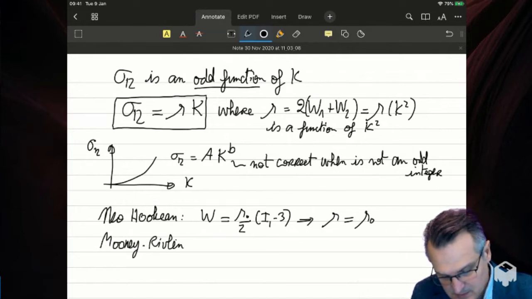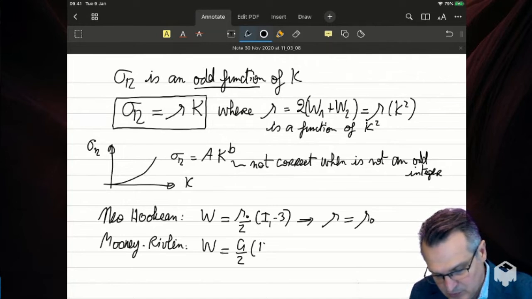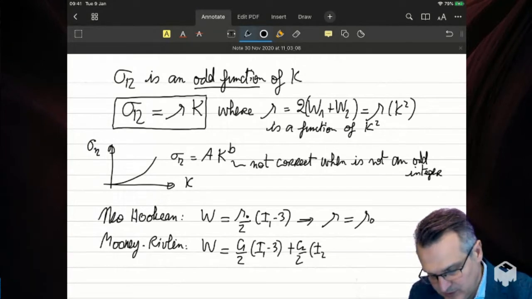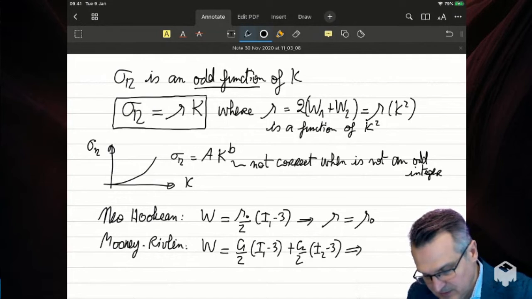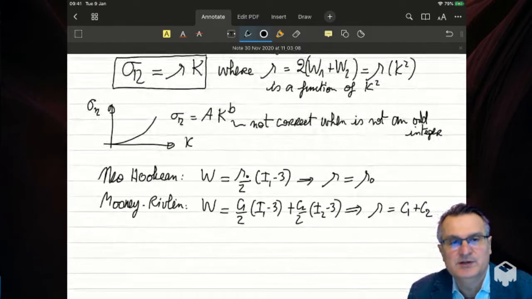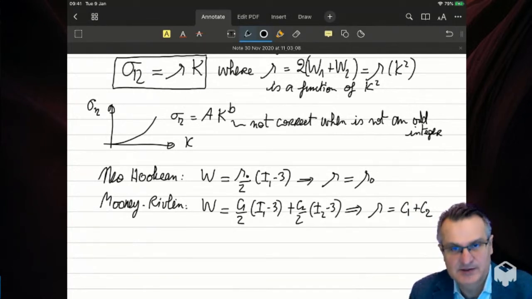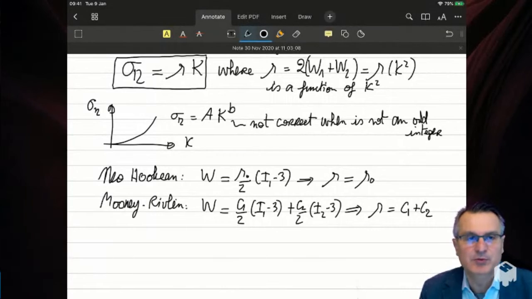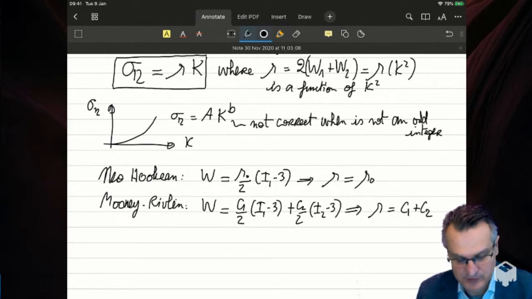Mooney-Rivlin, that's when W is C1 over 2 times (I1 minus 3) plus C2 over 2 times (I2 minus 3), where C1 and C2 are positive constants. If I do the derivatives here, I'm going to find that mu is C1 plus C2. So for those two materials, I have a constant mu, constant shear modulus. And so those two models will be appropriate if in my data I find a straight line between sigma 1,2 and k. If I don't, then I'll have to think of another model.